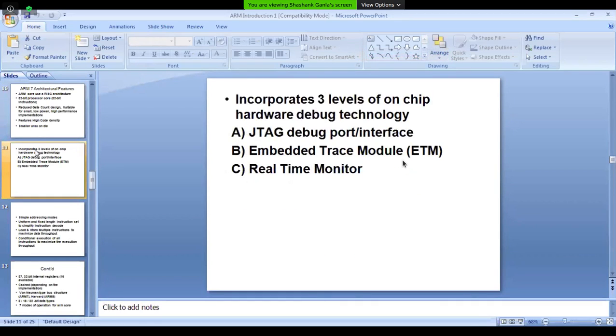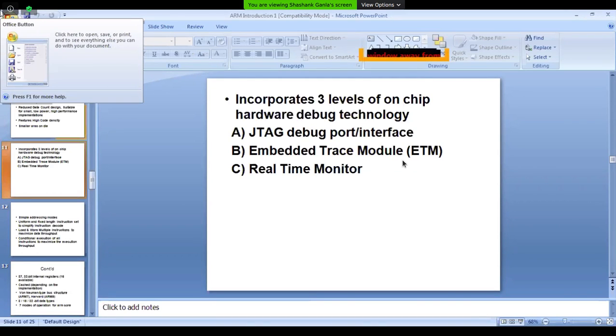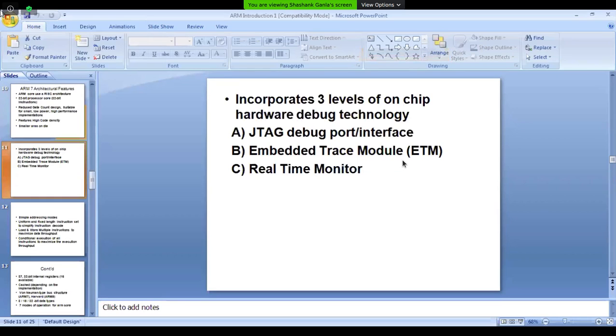The next slide is talking about the debugging capabilities which are supported by the ARM architecture. ARM supports a basic level of debugging, which is called JTAG, Joint Test Action Group. This basic level of debugging allows us as a programmer to debug an application in terms of single step debugging, breakpoint debugging, observing the registers, and observing variables or memory locations.